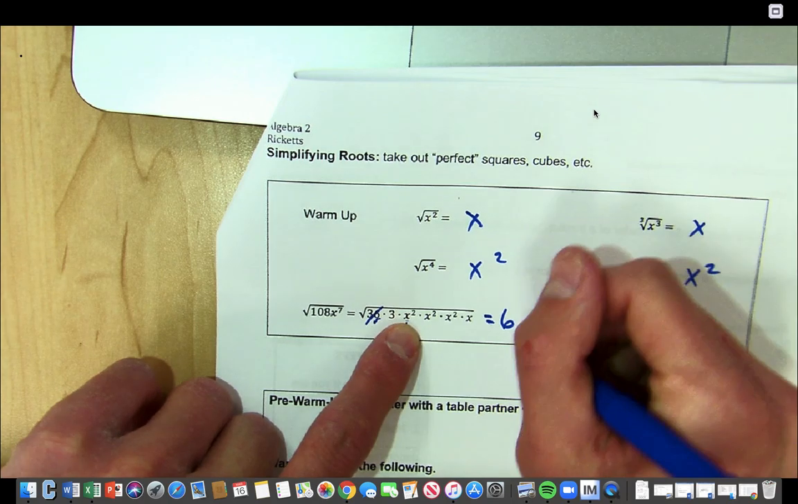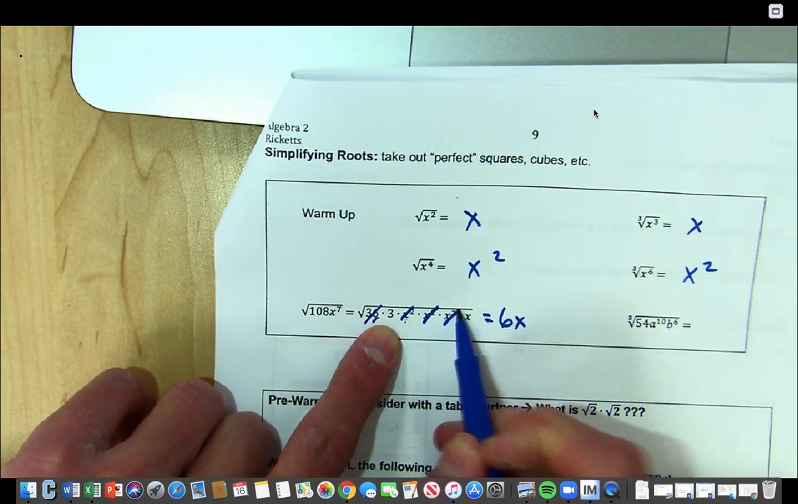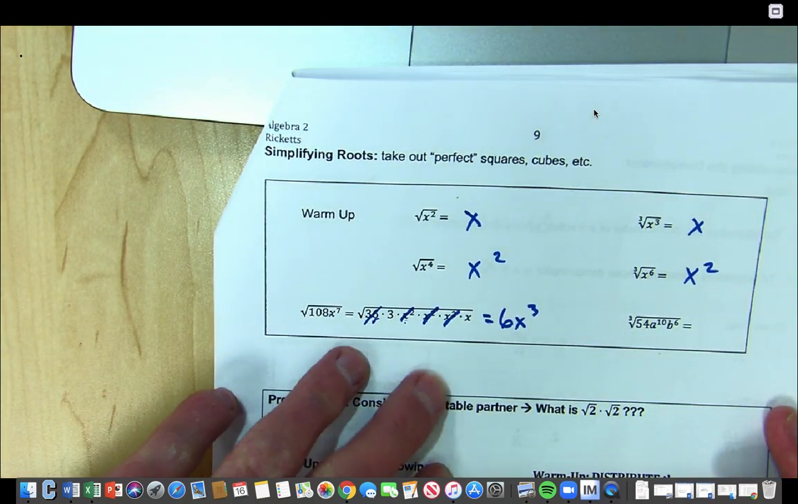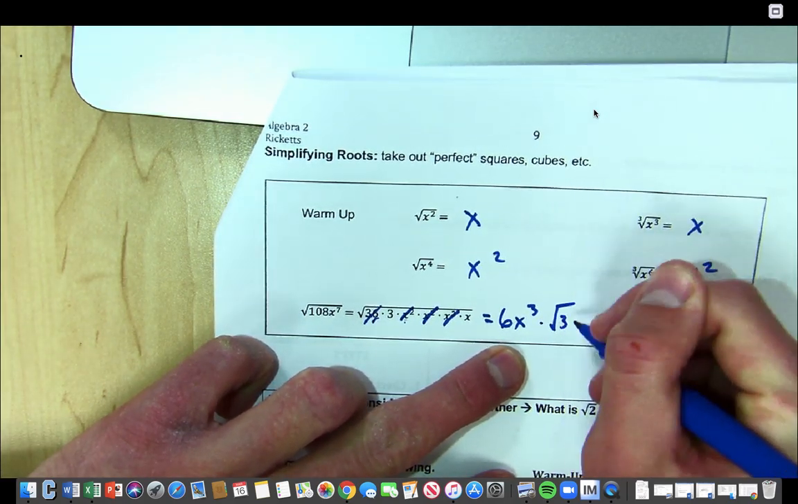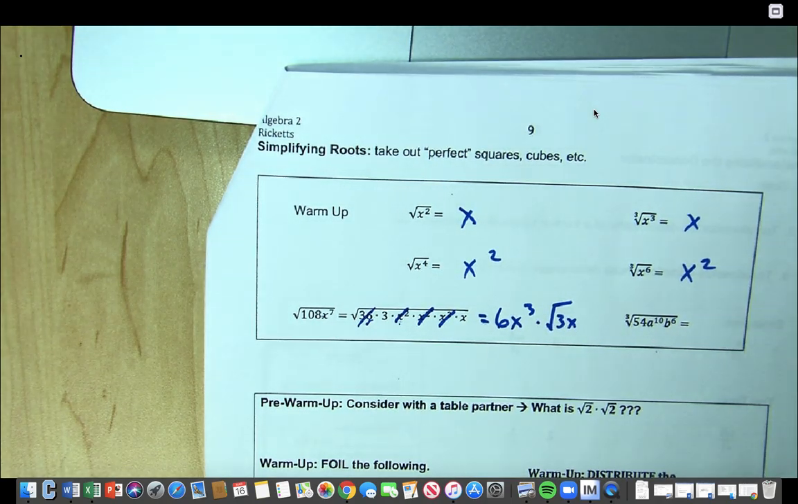X squared, the square root of x squared is x, but you're going to do that once, twice, 3 times. So this is going to become an x to the 3rd. And then the stuff that is still underneath the radical that can't be simplified anymore is this 3 and that x. So that will simplify into 6x cubed times the square root of 3x.